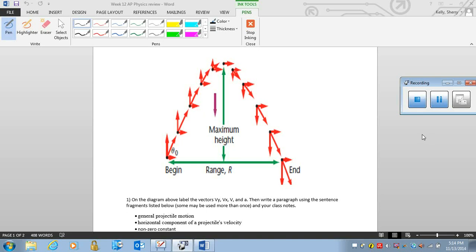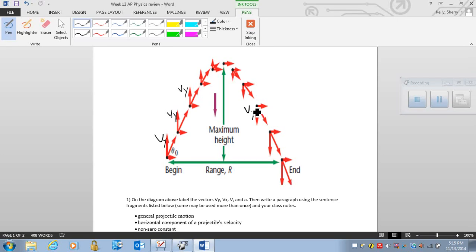Okay, so for your video review, the first question says, on the diagram above, label the vectors Vy, Vx, V, and A. So Vy is our velocity in the y direction, and you could have labeled any of these vectors as your y vectors, the ones that are pointing up or the ones that are pointing down. As long as they're in the y direction, they would be the velocity in the y direction vector.